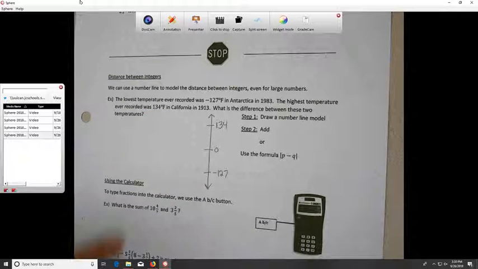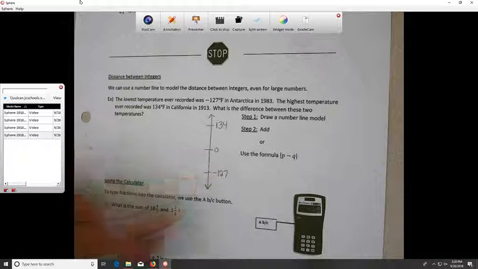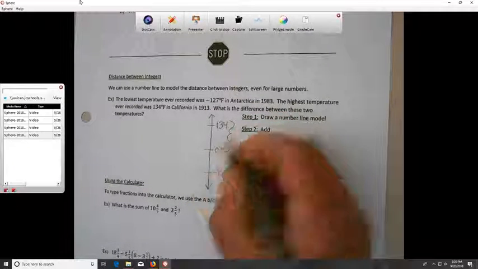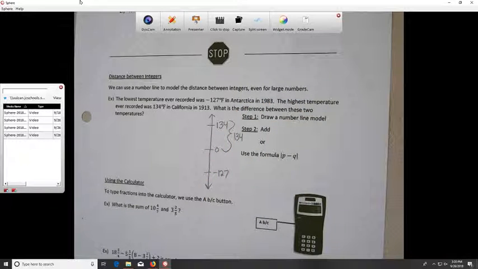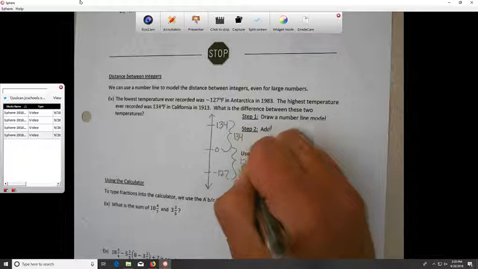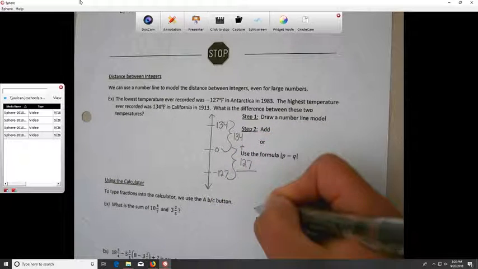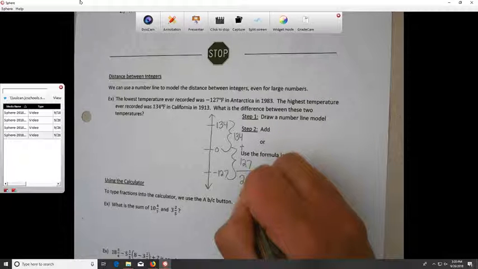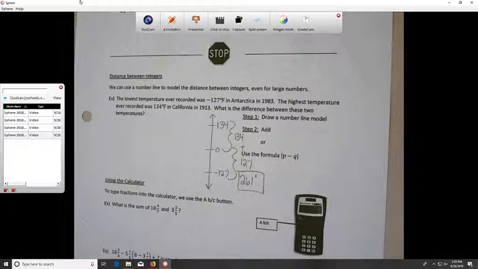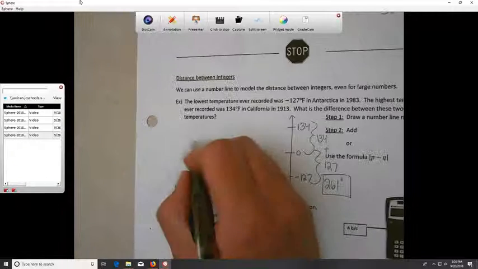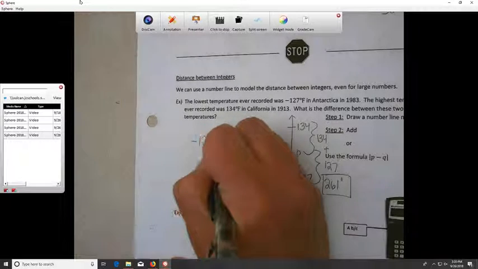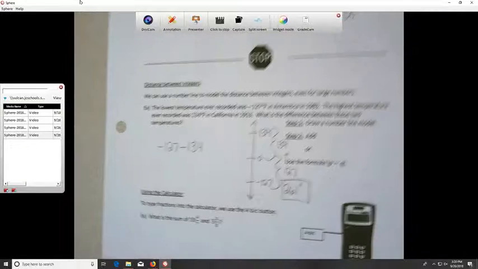Now, I can find the distance for each piece and then add them together. So I would say, well, I know from 0 to 134, that's 134, and I know from 0 to -127 is 127. If I add those two together, I'm going to get 261 degrees. The other way to think about that is, well, difference means subtract, so what you're subtracting is -127 minus 134.